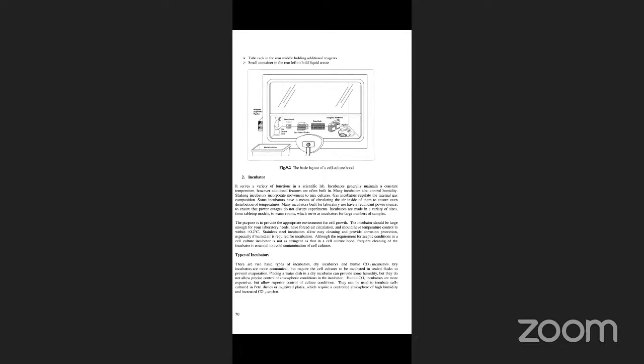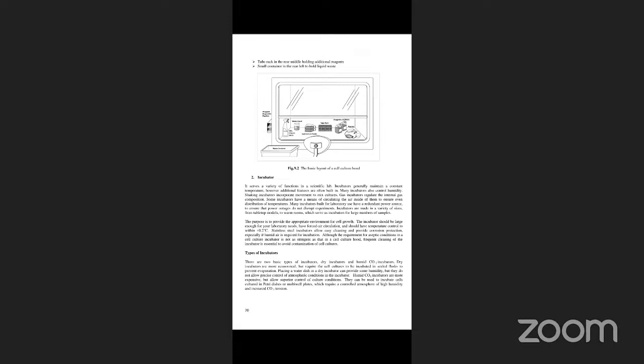Then the incubator also you have to place accordingly. It should be nearby to the laminar airflow. The incubator is specially designed for cell culture, where the moisture and the temperature are controlled, and it will have a carbon dioxide cylinder. So 5% carbon dioxide should be supplied continuously. All these should be maintained.